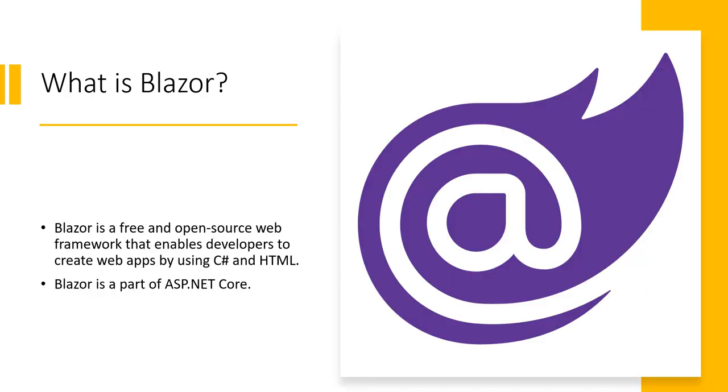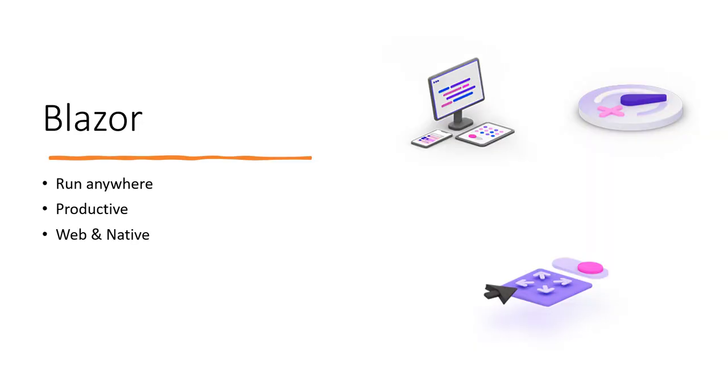Blazor is a free and open source web framework that enables us to create interactive web applications with the help of C Sharp and HTML, and it's a part of ASP.NET Core. Blazor runs everywhere in any browser, and the good thing is we do not need to install any plugin, and we can do the entire development with the help of C Sharp. And sometimes, if we need, we can do the integration with JavaScript too.